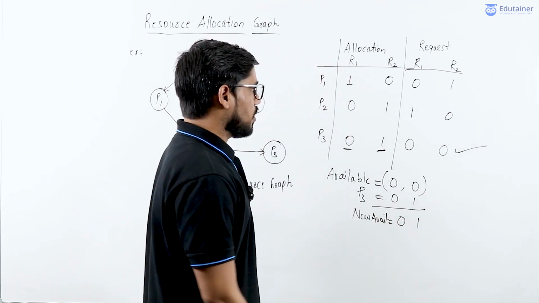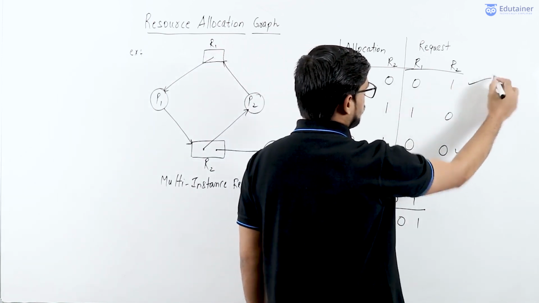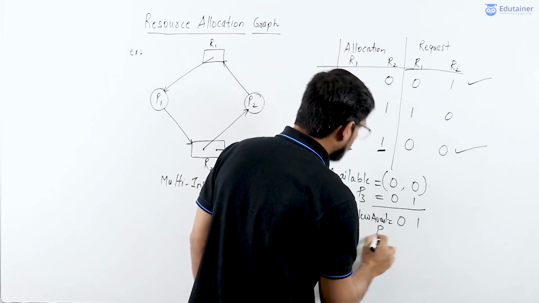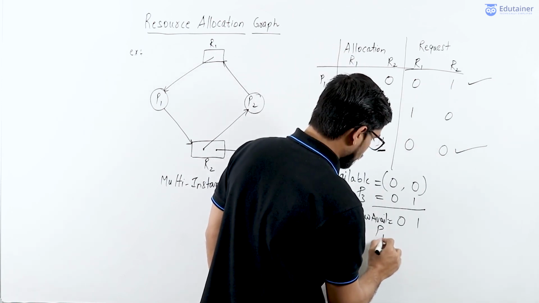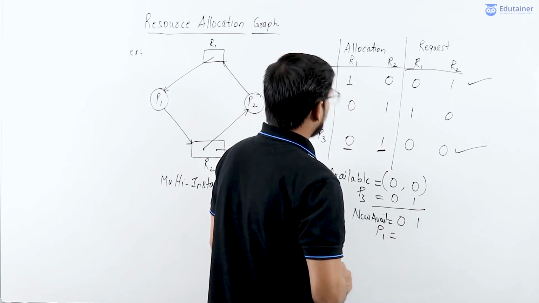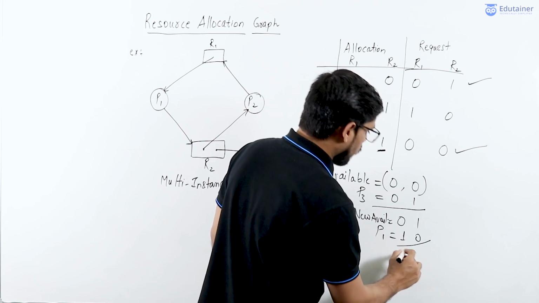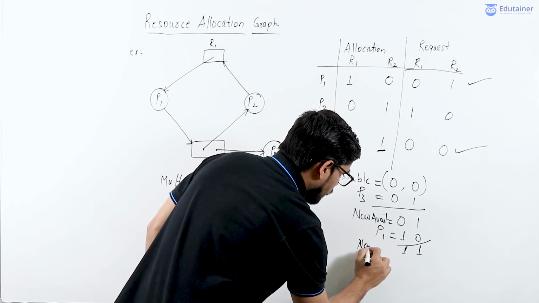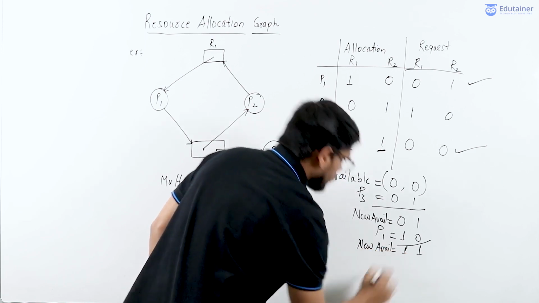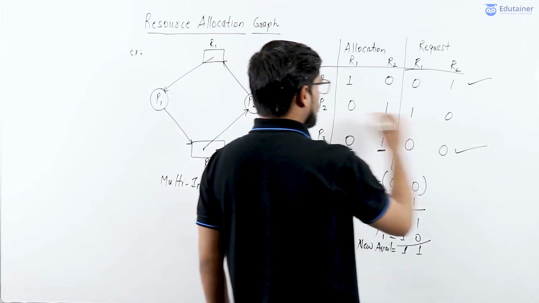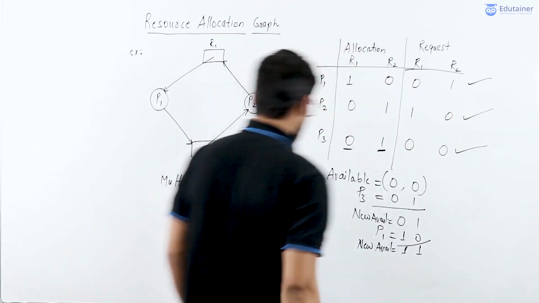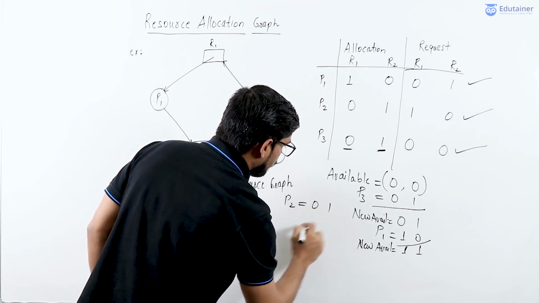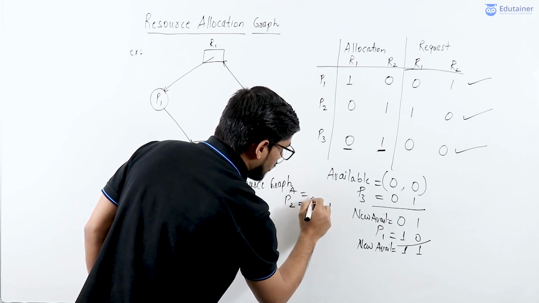So based on this new availability, we can satisfy the request of process P1. Here it requests 0 and 1, so we can satisfy it. So the next, process P1 frees up its resource 1 and 0. Now the new available will be 1 and 1. Based on this new availability, we can satisfy the request of process P2 as well. So finally process P2 also frees its resources 0 and 1, and we have available as 1 and 1.